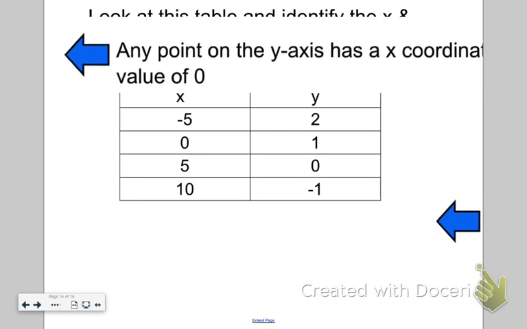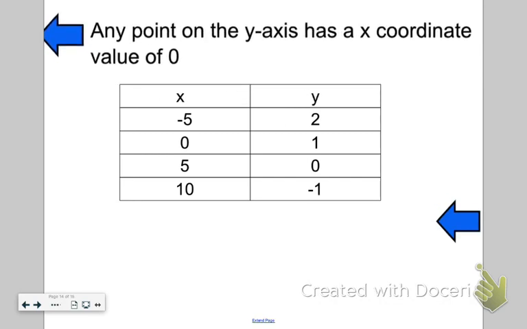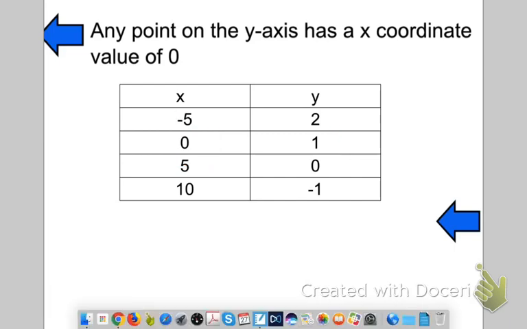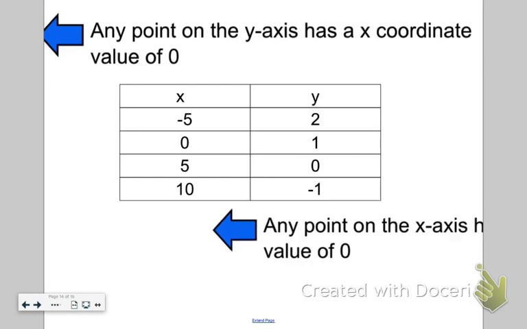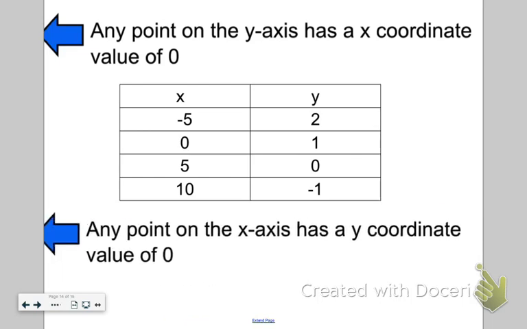So here's just a quick reminder that you've already jotted down in your notes. Any point on the x-axis, or excuse me, any point on the y-axis has an x-coordinate value of 0. So we said this was the y-intercept, and it's true because the x value is 0. We also jotted down earlier that any point on the x-axis has a y-coordinate value of 0. So again, here's my y value of 0. That means this is my x-intercept.